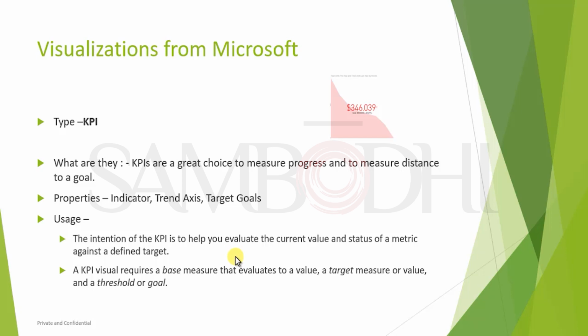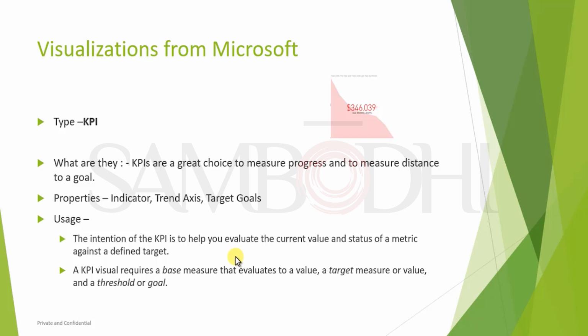Usually it is positive or negative, and it is shown by a graphical arrow up or down based on the data. It shows how much positive or negative we are, or ahead or behind, based on the color, the arrow marking, and the positive and negative mathematical signs. It usually has an indicator, a trend axis, and a target goal. So trend over target will give you an idea as to whether you are doing good or not.